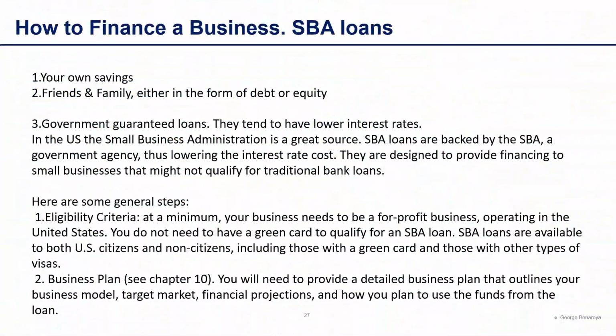If you live in the US and in some countries in Europe and Asia and Latin America, in the US, we have the SBA, which is an organization backed by the US government that gives loans to small businesses. So you could borrow money from your own savings, you could borrow from friends and family, or go through the SBA. The advantage of the SBA is that they will have lower interest rates than commercial banks, and it will be easier to borrow from them.